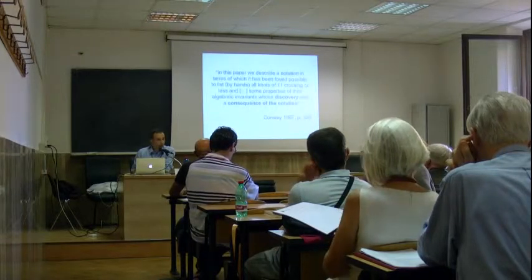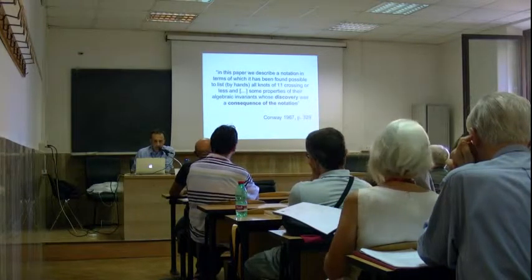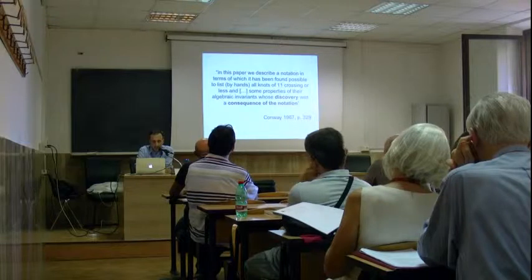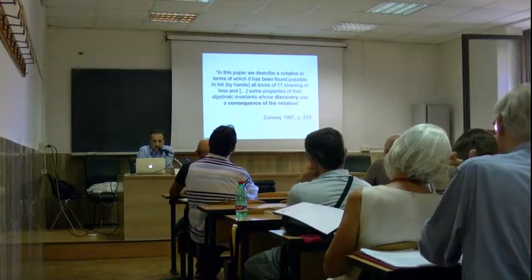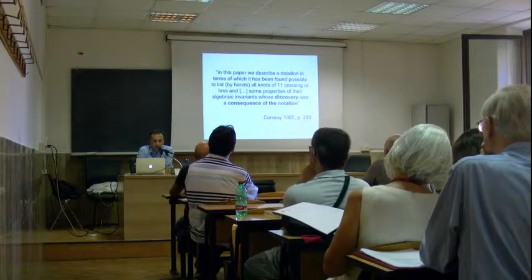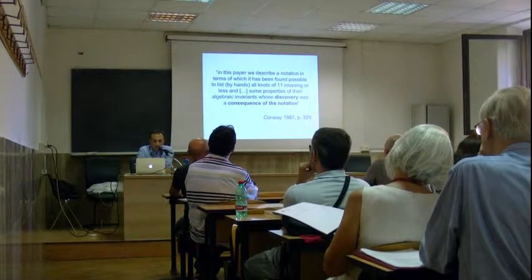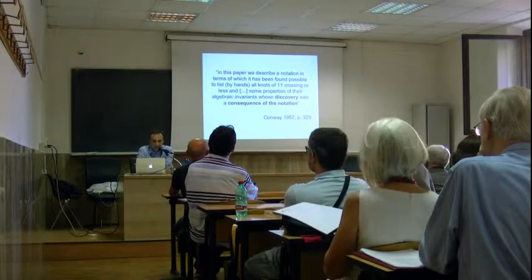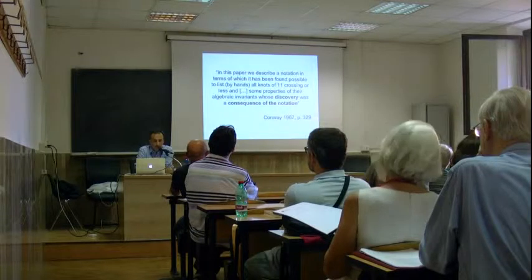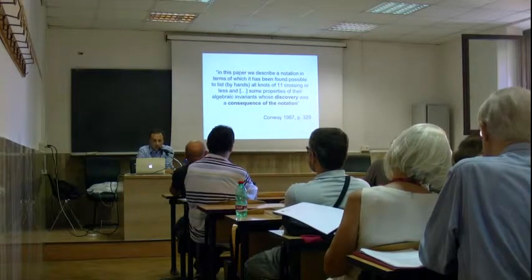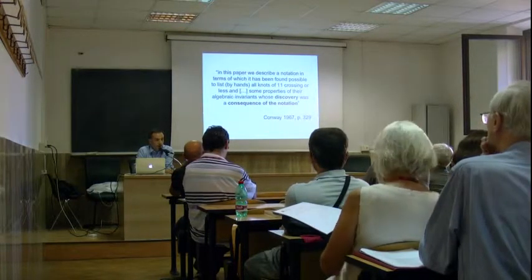I start by quoting Conway himself, who states that in this paper, in 1967, we describe a notation in terms of which it has been found possible to list all knots of 11 crossings or less, and some properties of their algebraic invariants whose discovery was a consequence of the notation.